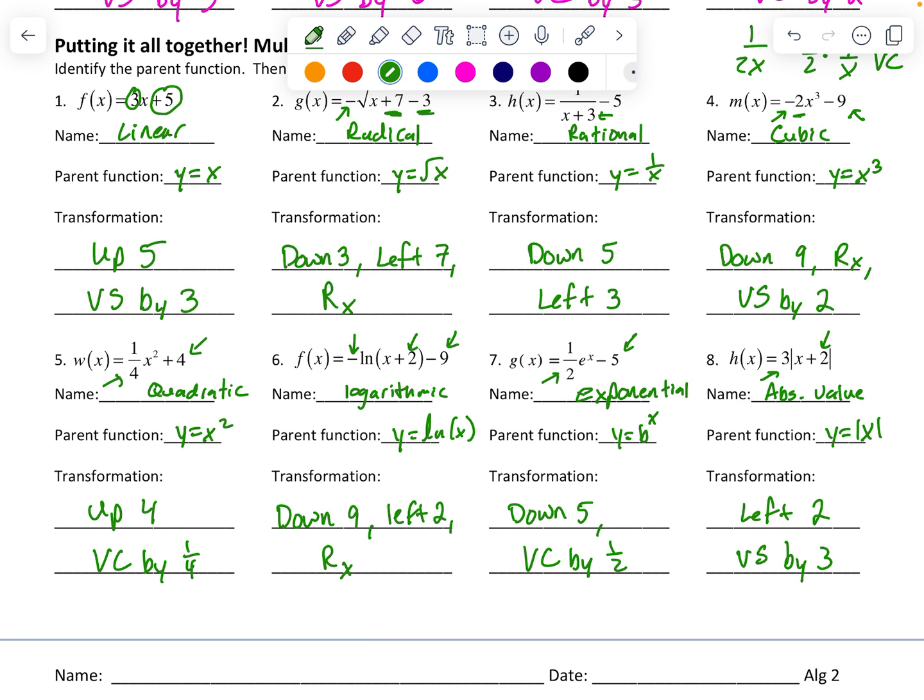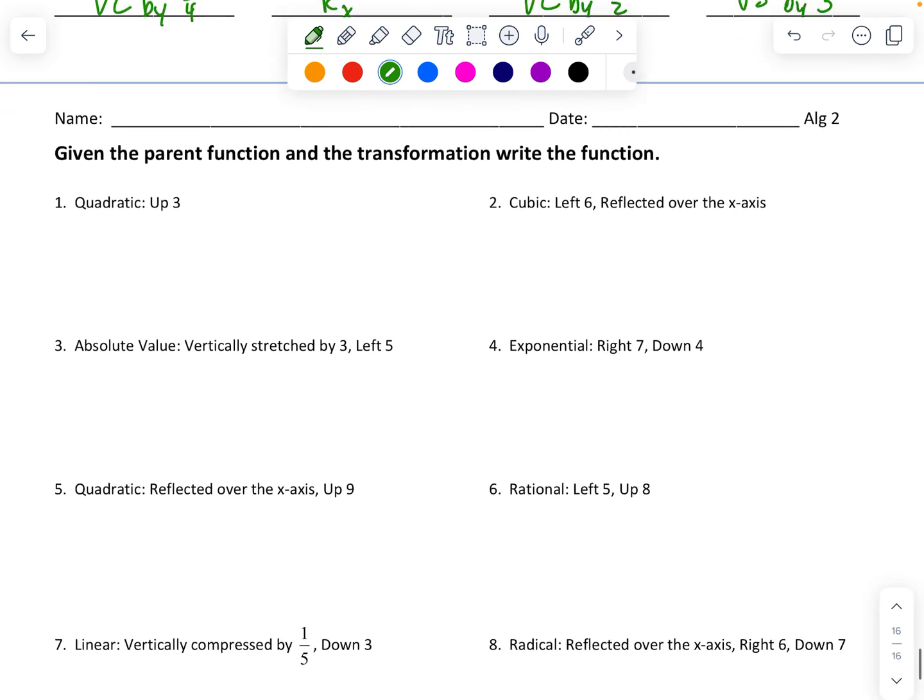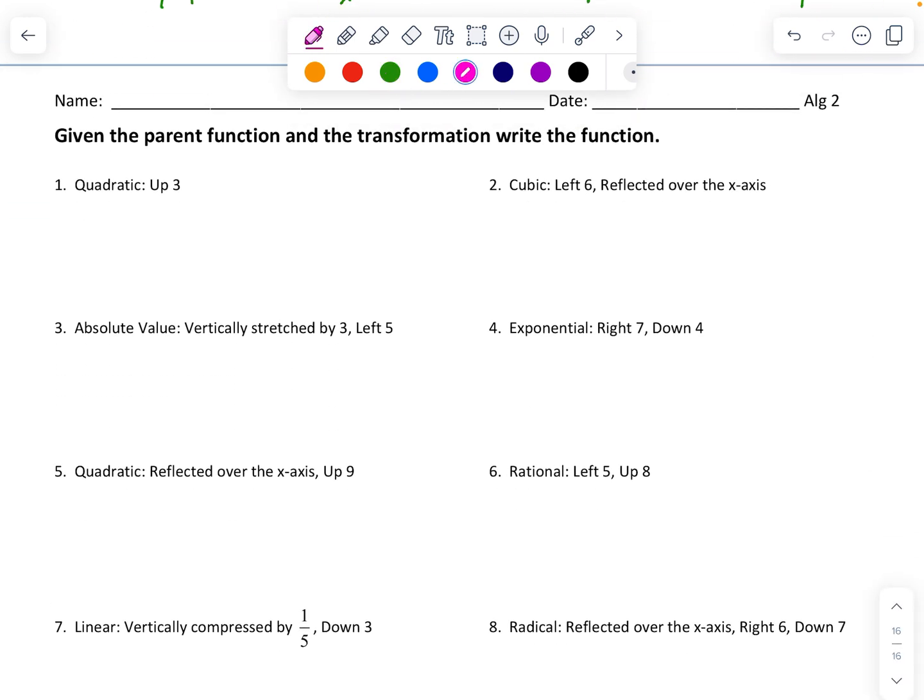All right, now that we are professionals at identifying transformations, let's try to create our own. So the last thing for this unit is we are writing our own functions. So you can either write these as f of x equals or y equals. I'm going to use y equals, but totally up to you.